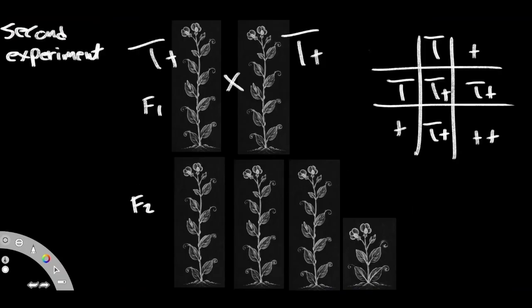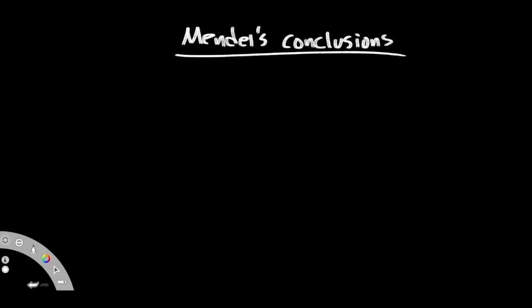So this made him realize the concept of dominants and recessives and how significant of a role that they played in genetics. All right, so let's look at the conclusions of Mendel. All right, so there were three. The first one, quite obvious, that there is a principle of dominance.